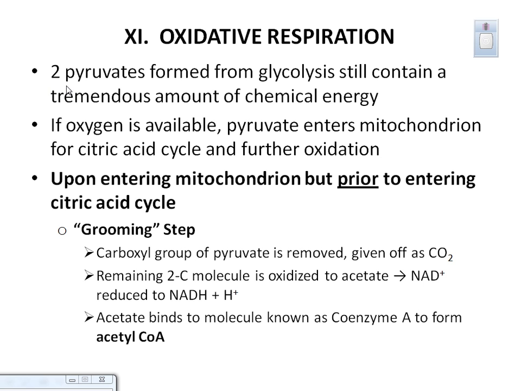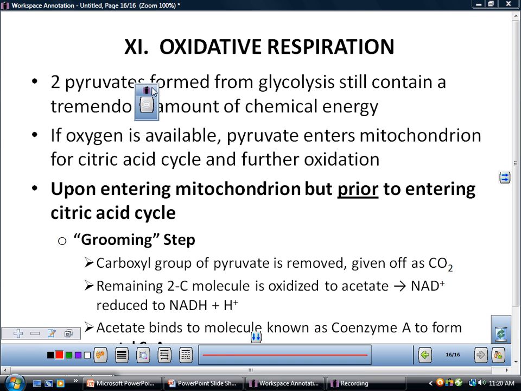We're going to take the 2 pyruvic acids that were formed in glycolysis, and we're going to do more to them. Why? Because they still contain a tremendous amount of chemical energy. They say that less than a quarter of the energy in one glucose is harvested in glycolysis. So we still have a tremendous amount of energy left in that glucose that we have to do something with.